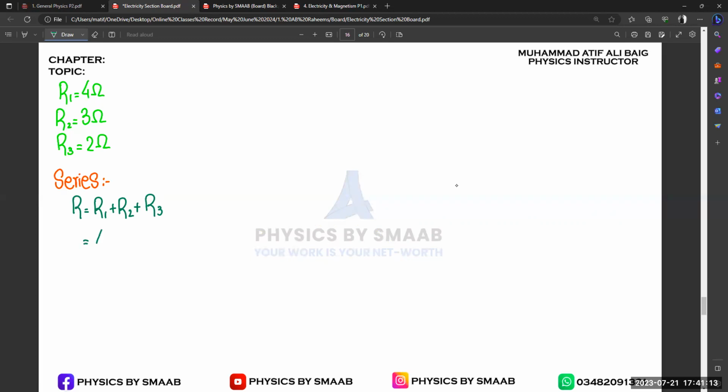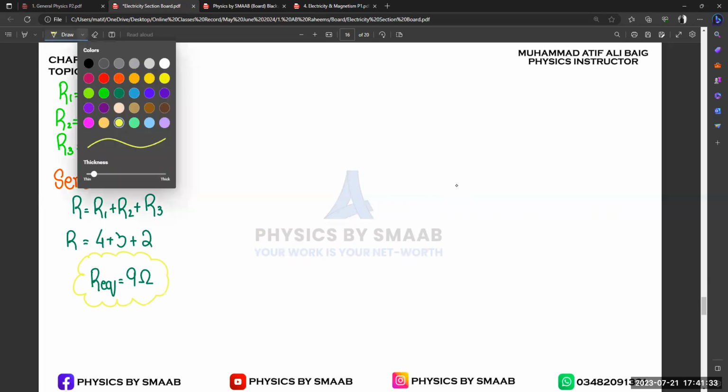You just add the values, that is the resistances, right? The answer is 9 in series combination. It is very simple, right? It is addition.